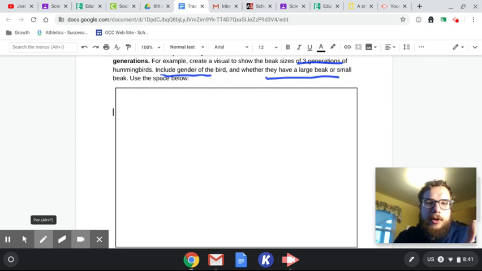The point of this is not do a bunch of Punnett squares. I want you to come up with a better way of showing gender of the birds and then beak sizes over the course of 3 generations, okay? You can get creative, okay? You can make all the birds female, all the birds male. You can make it a mix. It doesn't matter. I just want to see what kind of system you come up with for visualizing this, okay? So that's your assignment for today. When you've got it done, whether you do it on the computer, whether you do it on paper, take a picture of it, email it to me. I think that would be the best way.